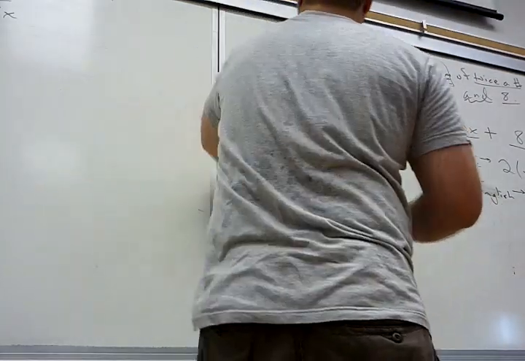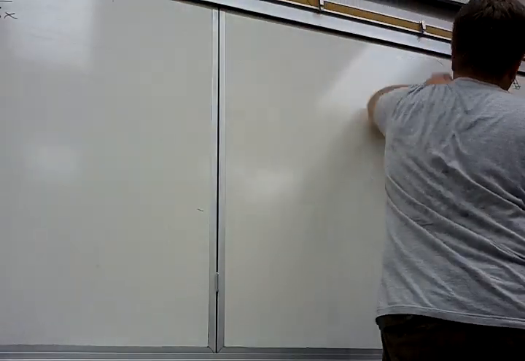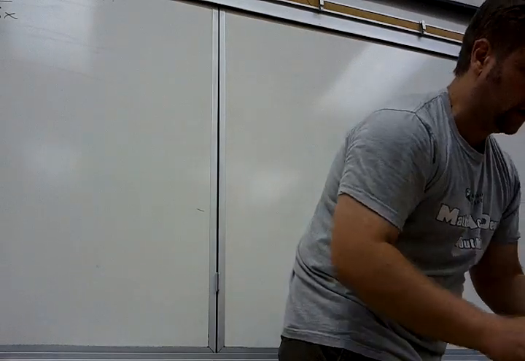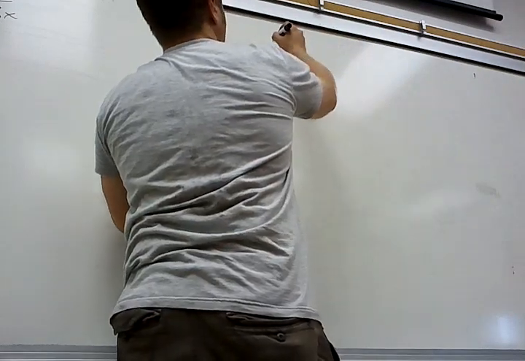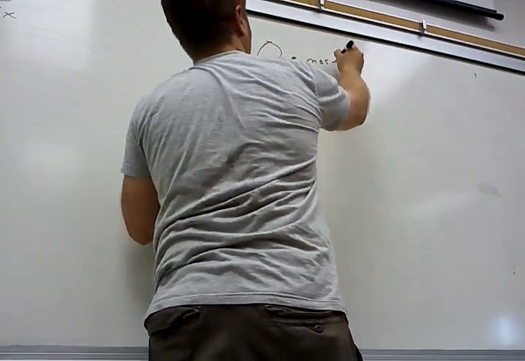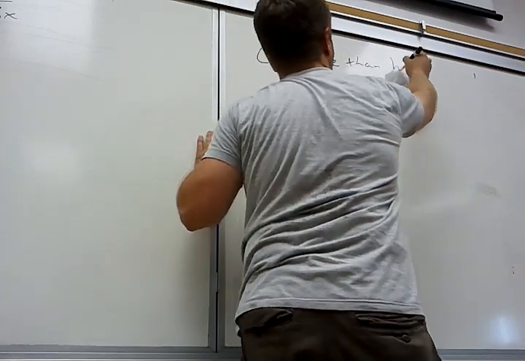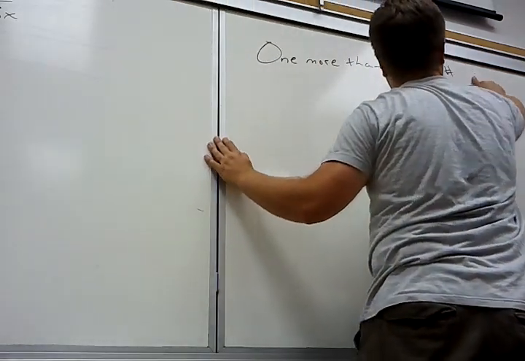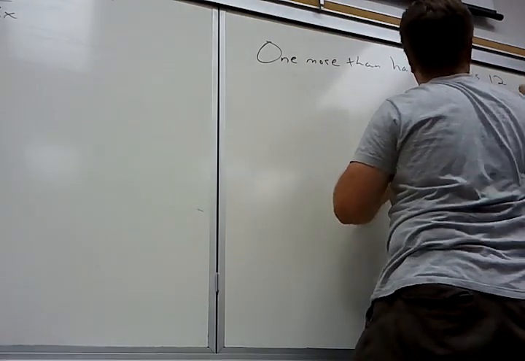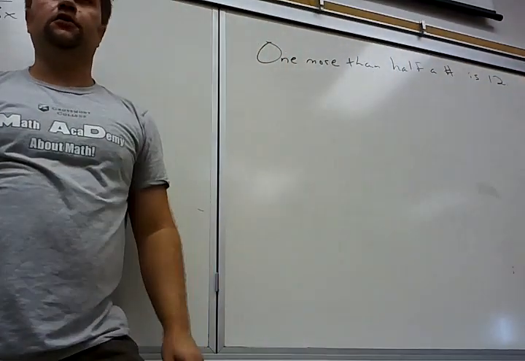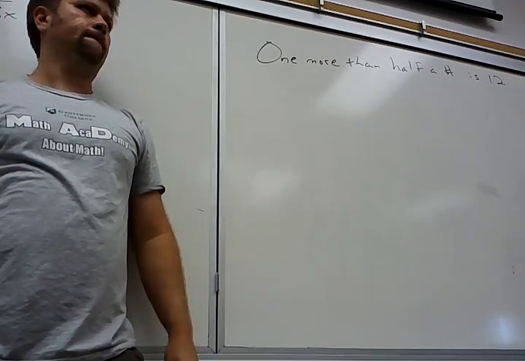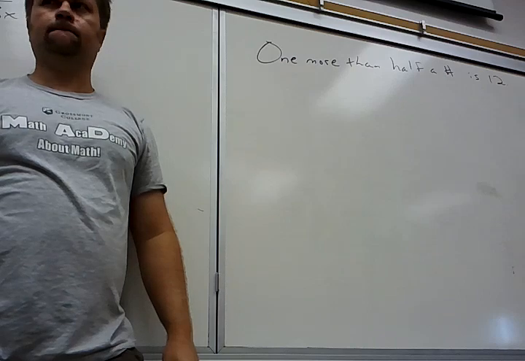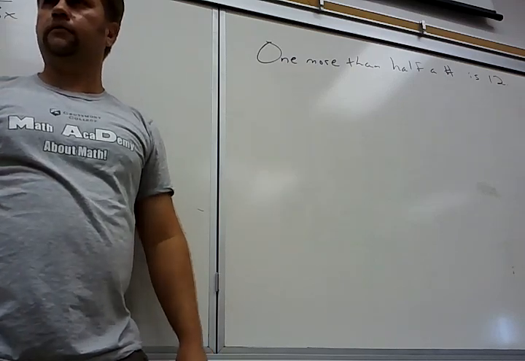So let me give you, here, you guys try this one. And here, of course, is what math teachers do. We always let you try one that's even harder than what we did. So let me see. You guys do this one. One more than half a number is 12. Let's see if you guys can do that. We haven't even talked about the word is yet, but let's see if you can figure that out.